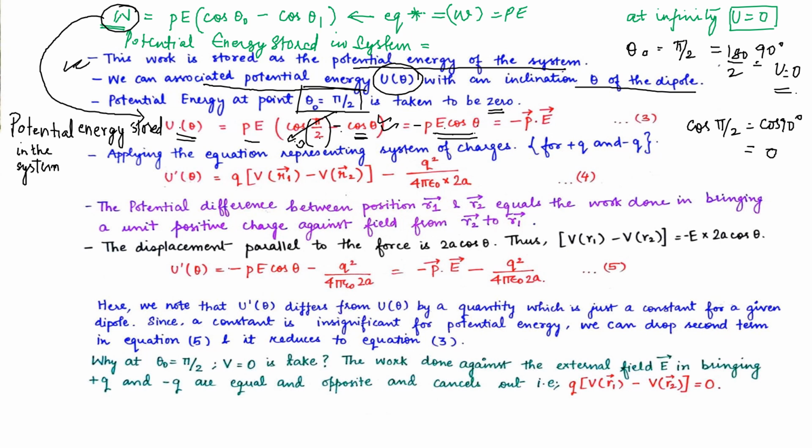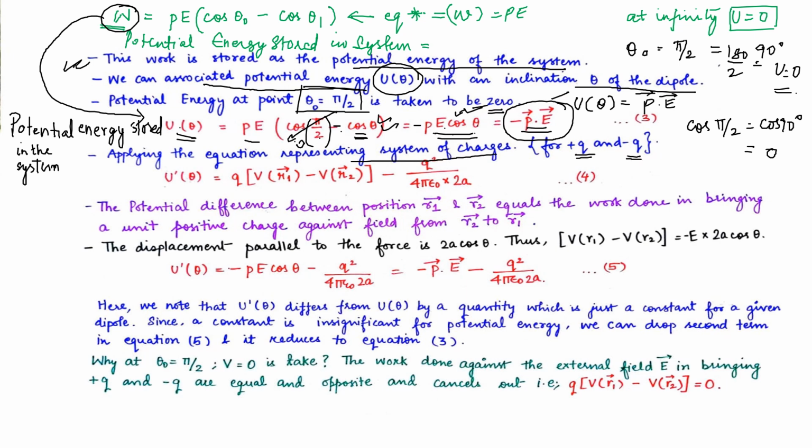Minus Pe cos theta. If we remove this cos theta, it gives us a dot product. I have explained in the previous lectures how we take a cross product and how we take a dot product. So when this cos theta is removed, it gives us a dot product. So the potential energy of a dipole is given as P dot E, the dot product of vector P and vector E. Now applying the equation representing a system of charges for plus q and minus q.